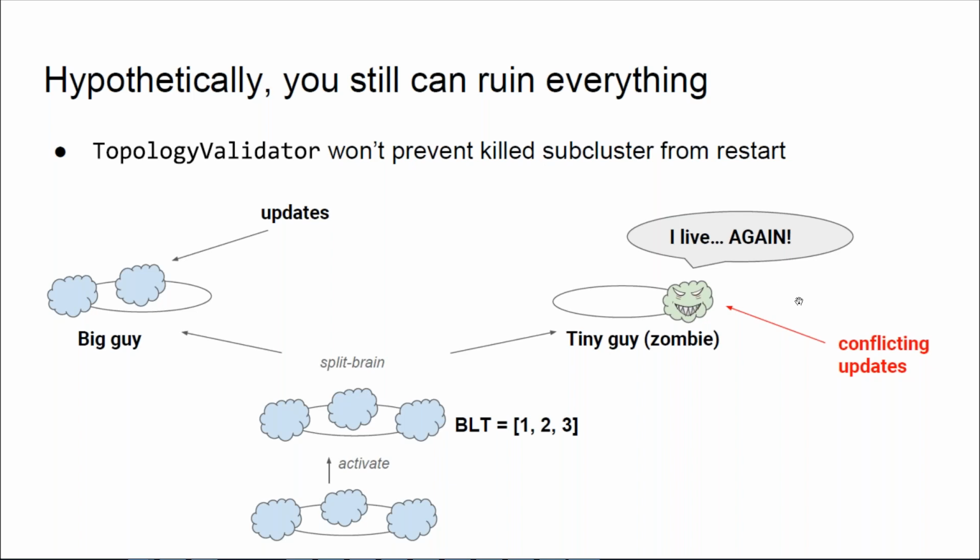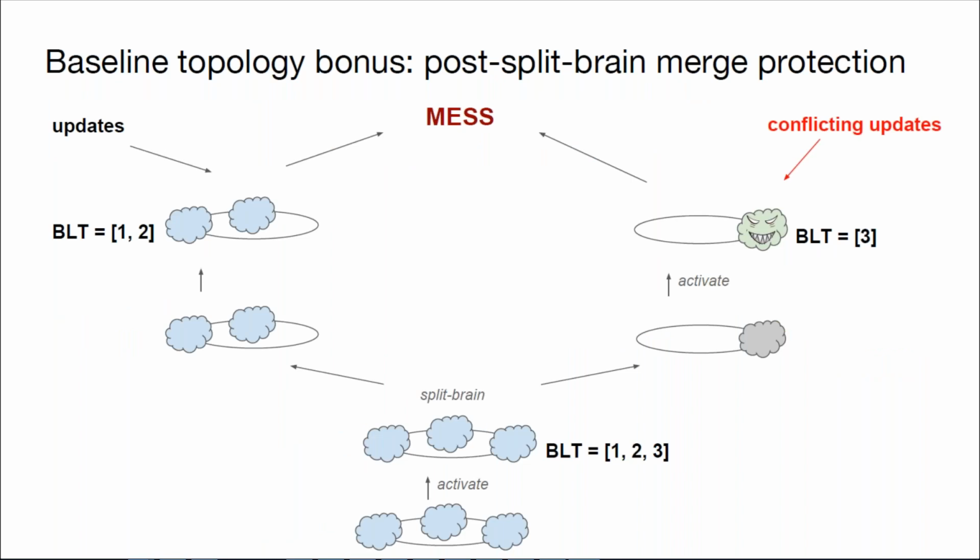And in such a situation, we are messed up. There is no way to merge these two subclusters if the connection is restored without any conflicts in updates. That's the picture for that. So if there are conflicting updates in that part and in that part too, there will be a mess after an attempt to merge these two subclusters.